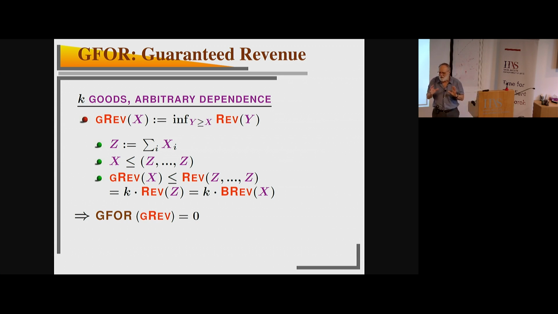Okay. Remember the revelation principle says, take a mechanism, whatever you want. You tell me the rules of the game. You want to go twice? You go twice. You want to go on one foot? Go on one foot. I don't care. You tell me all the rules of the game. Once you tell me the rules of the game, I look at the direct mechanism. The direct mechanism translates the rules of the game into a menu from which you choose one and one only.